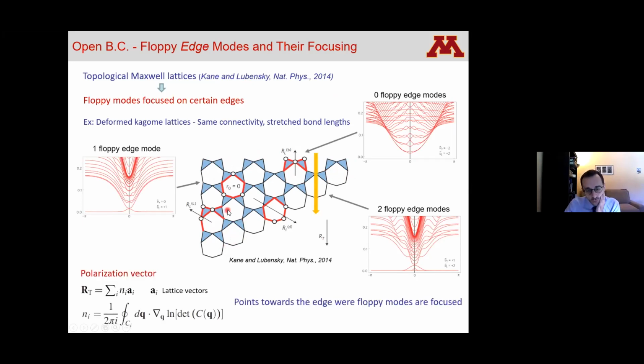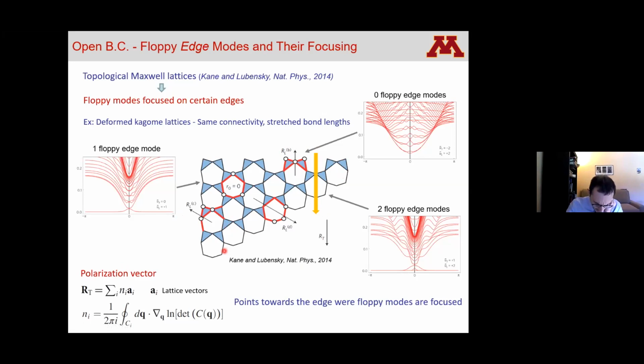And they also introduce a formal way to characterize this polarization, and that is through a polarization vector. The polarization vector, when it is non-zero, indicates that we have polarization. The direction of the vector points to the edge that is deemed the floppy one. So in this particular case, the polarization vector points down, and therefore it deems this edge as the floppy one.